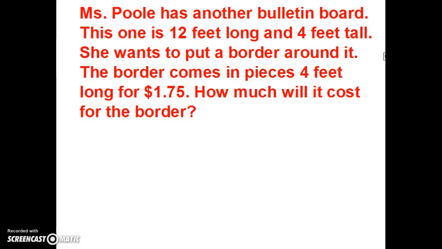Miss Poole has another bulletin board. All right. This one is 12 feet long and 4 feet tall. She wants to put a border around it. The border comes in pieces 4 feet long for $1.75. How much will it cost for the border? I've got the word border and I have the word around, which tells me I'm going to be doing perimeter.